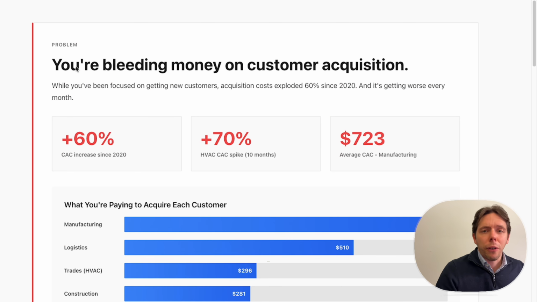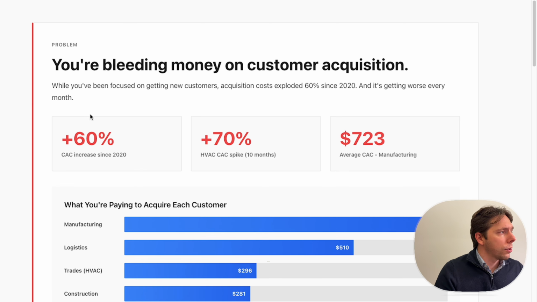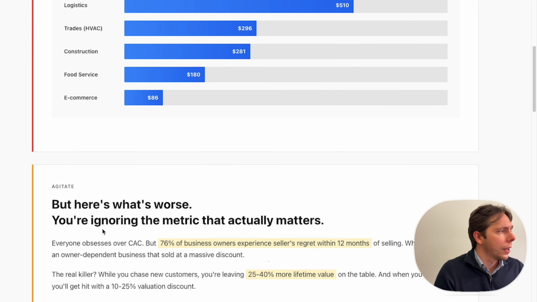So I want to show you something here. A lot of companies right now, and especially since 2020, are bleeding money on customer acquisition. Their client acquisition cost jumped 60%, but for HVAC companies, 70% within 10 months, I think between 2022 and 2023. And the average client acquisition cost in manufacturing is like $700. Basically, the figure is based on the industry: manufacturing, logistics, trades, construction, food services, e-commerce.